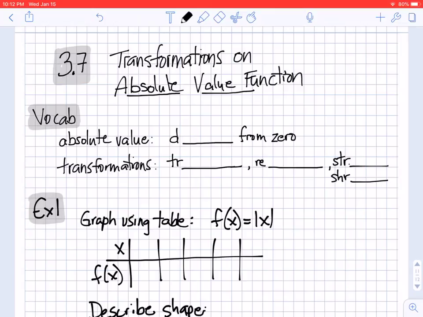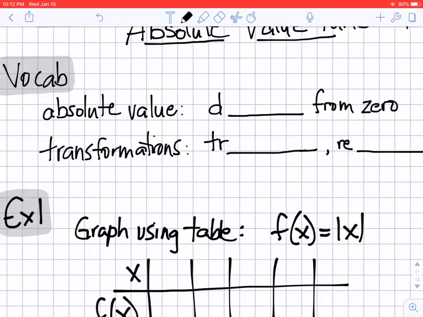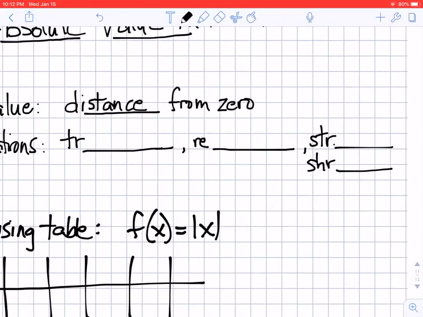So our vocabulary for the day. First, a reminder of what an absolute value is. It is the distance from 0. So for example, if I am taking the absolute value of 2 minus 5, I get the absolute value of negative 3, which is 3. All right?